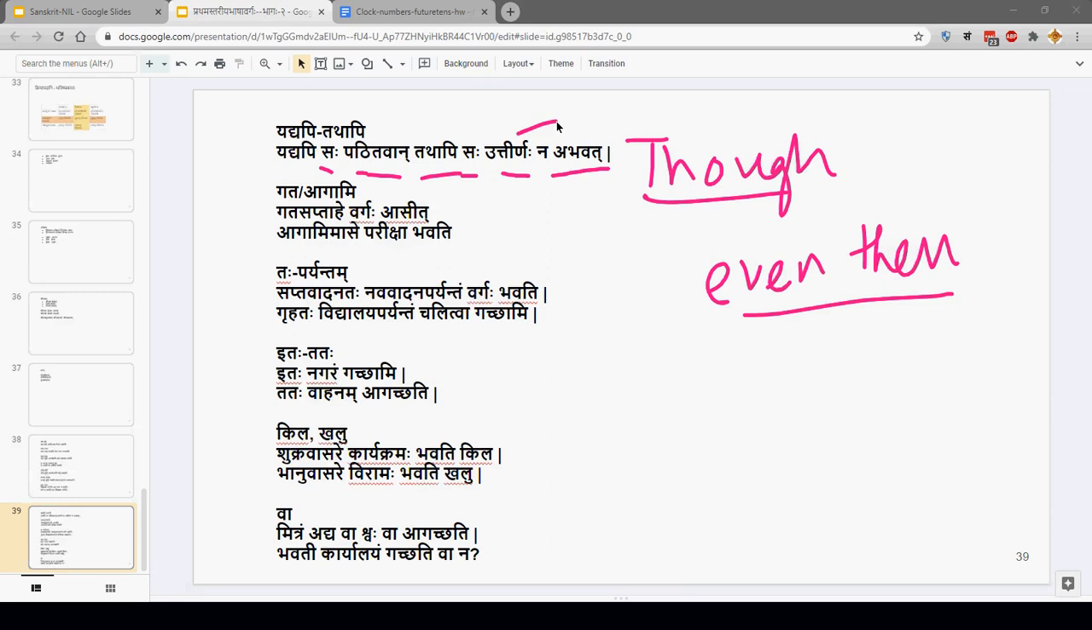Another example, यद्यपि दीपः अस्ति तथापि अहं पठितुं न शक्नोमि. Even though there is light, even then I won't be able to read. I am not able to read. Like, that is the meaning there. Though, even then. Yadyapi, tathapi. So these are also fixed forms. No worry about lingam vachanam vibhakti. So yadyapi, tathapi.